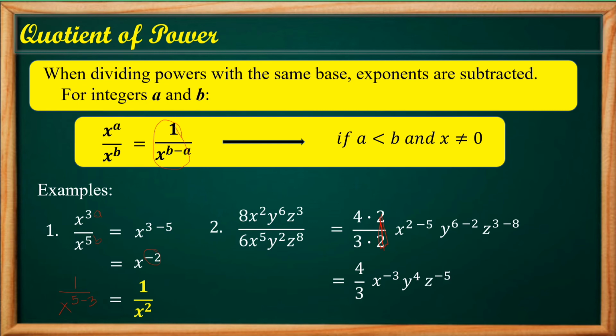Here we will know which are the positive and negative exponents. The first one, we'll have 4 over 3. Our x, what is the exponent? Negative 3. It means it is in the denominator because its exponent is negative 3, and it becomes now a positive exponent. Now, the y, what is the exponent of y? Positive 4. Therefore, it is in the numerator.